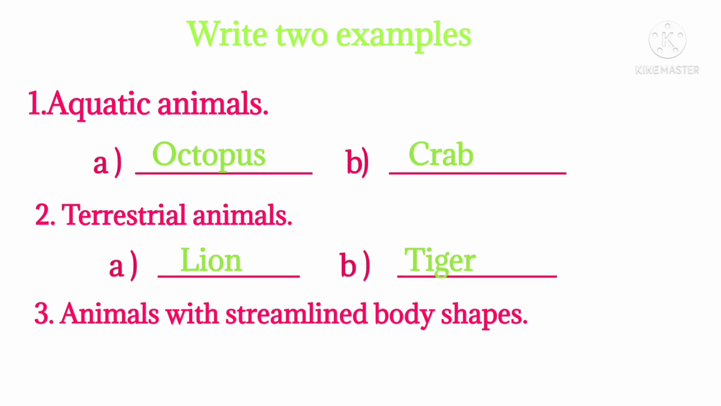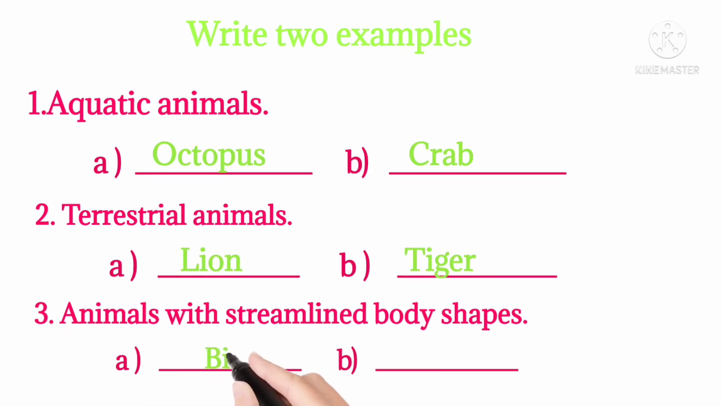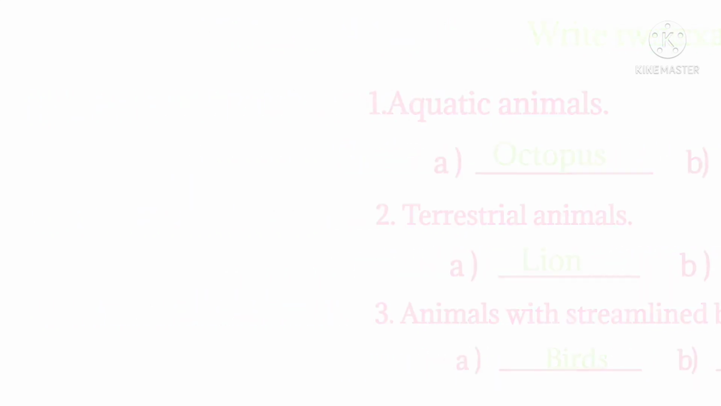Animals with streamlined body shape. They are birds and fish. Streamlined body shape of birds helps them to cut through air easily when they are flying. Streamlined body shape of fish helps them to swim through water.